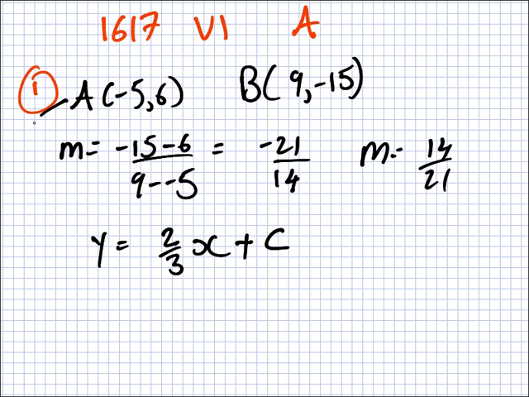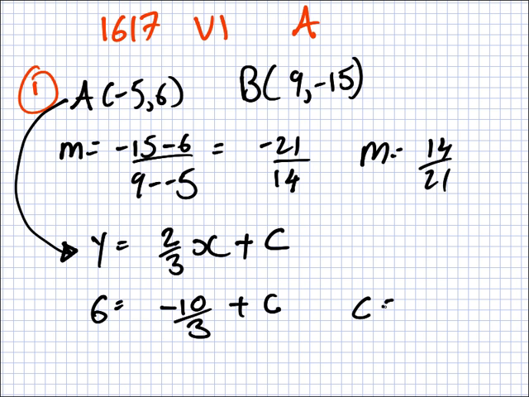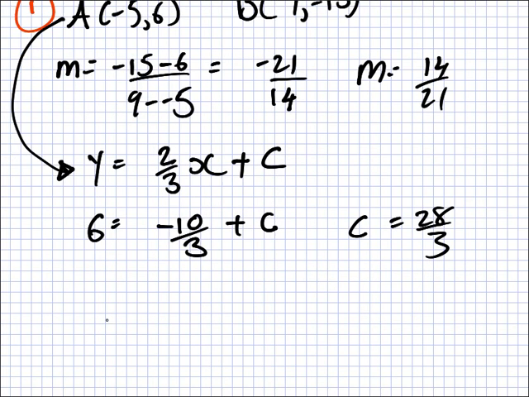Okay, so let's put the A in there. Why can't we put the B in? Because it doesn't pass through B, yeah. So we got minus 6 equals, what's that going to be? Minus 10 over 3, isn't it? Plus c. Yeah. So c equals 23 over 3. Is that right? 6 plus 10 over 3? No, 28 over 3, isn't it? Yeah. So we get y equals 2 over 3 x plus 28 over 3.